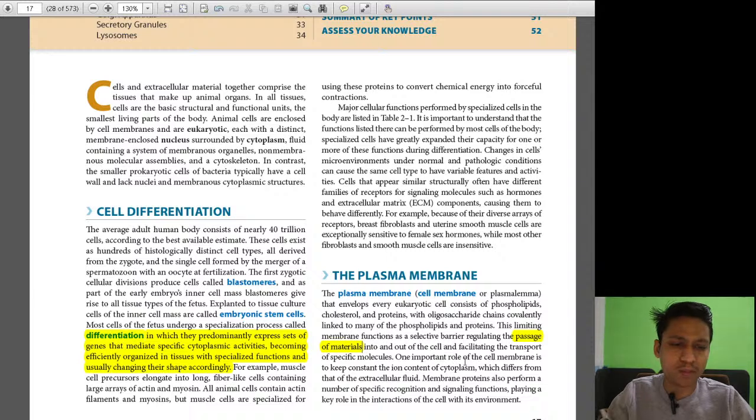One important role of the cell membrane is to keep constant the ion content. Even this is a role: keep constant the ion content of cytoplasm. Membrane proteins also perform a number of specific recognition and signaling functions, playing a key role in interactions of the cell with its environment.